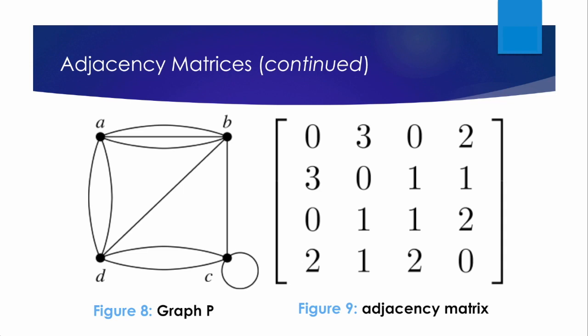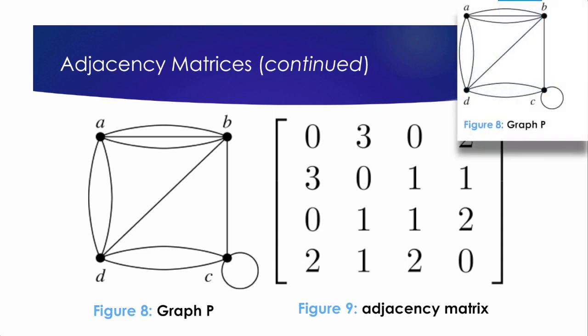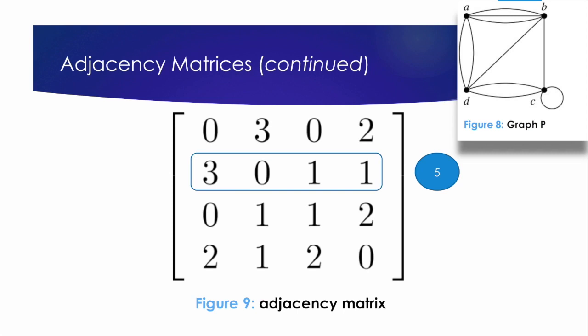Finally, we need to remember that rows and columns in an adjacency matrix represent vertices of the graph. The row sum equals the degree of the vertex the row represents. For example, if we ask what is the degree of B, we are going to find it's equal to 5. Looking back at the graph shown in figure 8, you will find that the degree of B is indeed equal to 5.